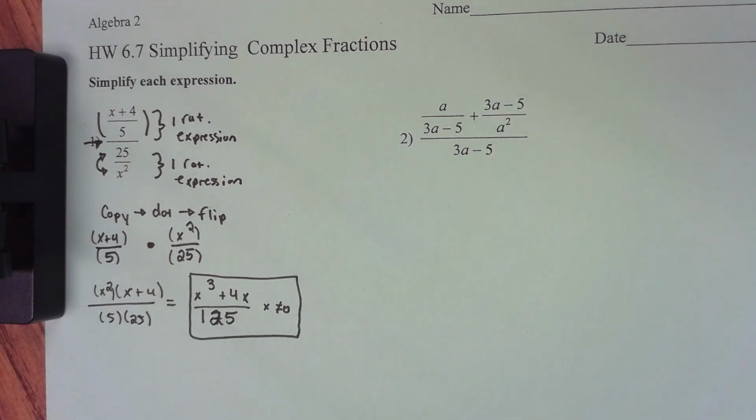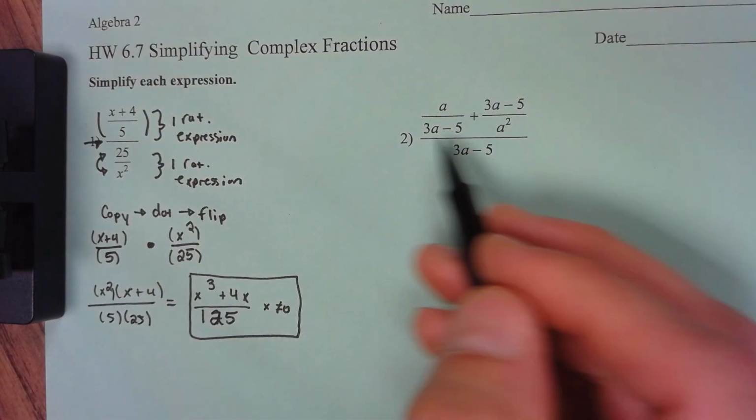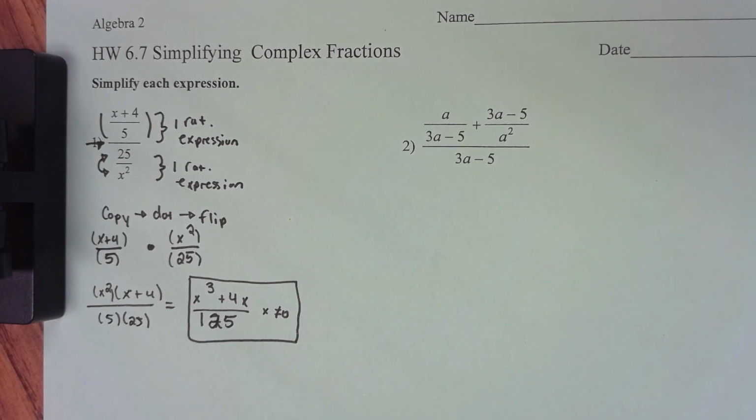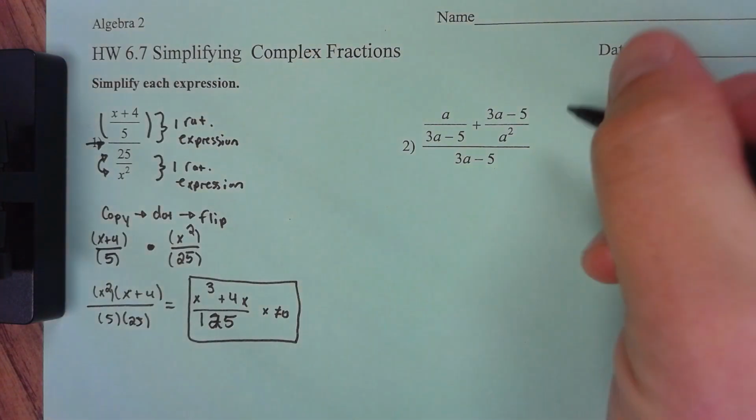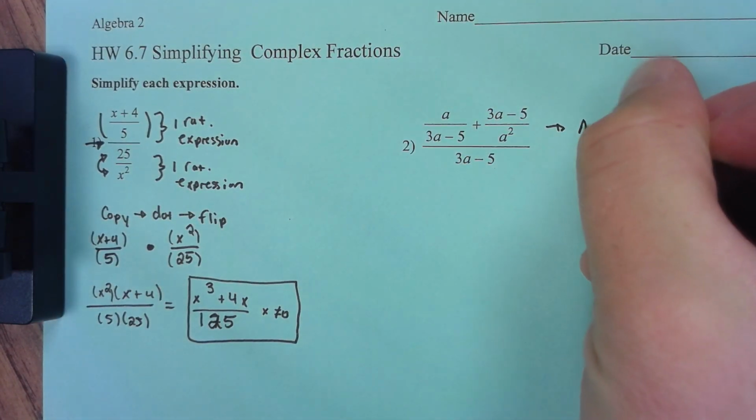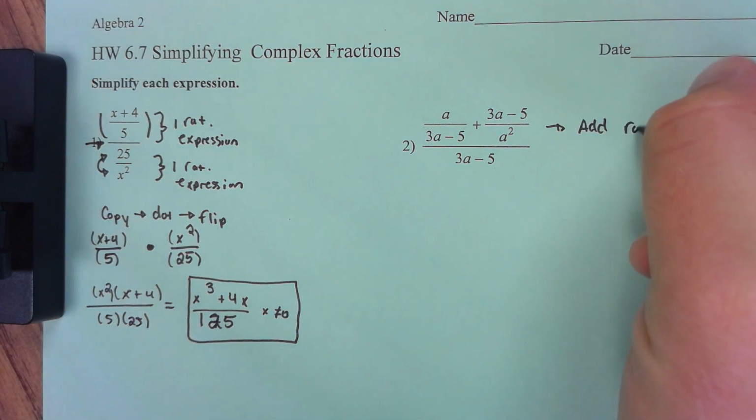Okay, so that one was set up, ready for us to go. But if you look at number 2, and then even a little bit further down, number 3, we're not set up ready to do the division yet. We need to combine the fractions in the numerator and the denominator before we can carry out the division. So here, we need to add the rat expressions first.